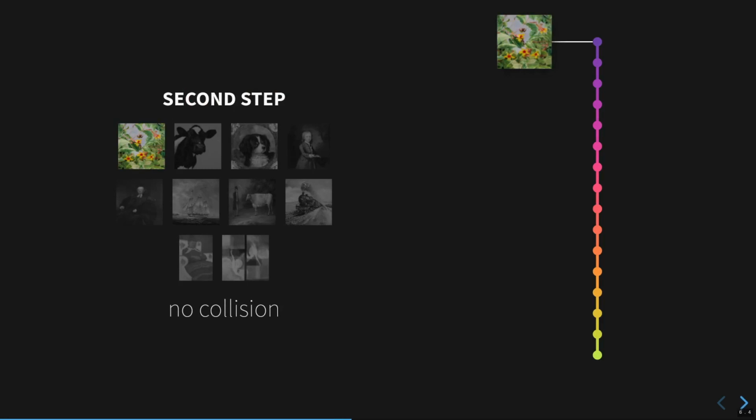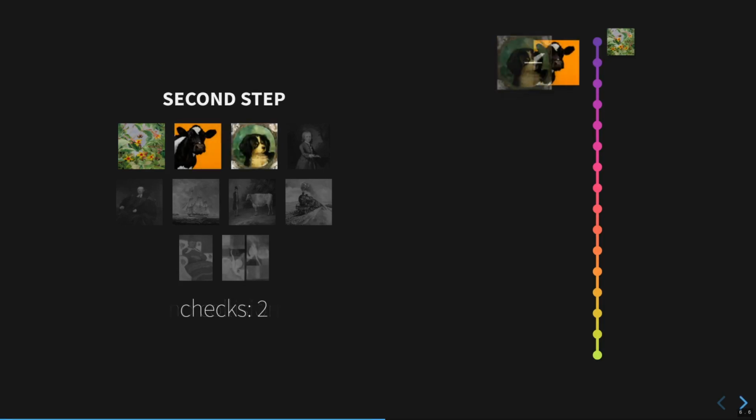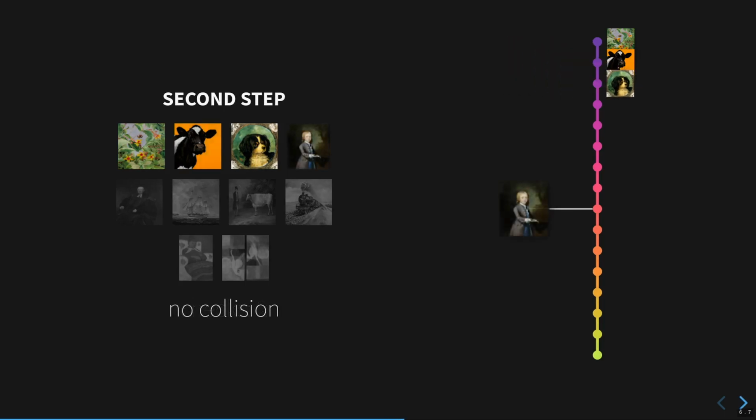The flowers image, the first image, gets placed on the first spot without a collision. The cow image gets placed on the second spot, also without a collision. The dog image should go to the second spot, but it is occupied by the cow. After some collisions, the dog image gets placed on the third spot. The child image gets placed on a later spot without a collision. The image of a man gets placed on the 13th spot, also without a collision.